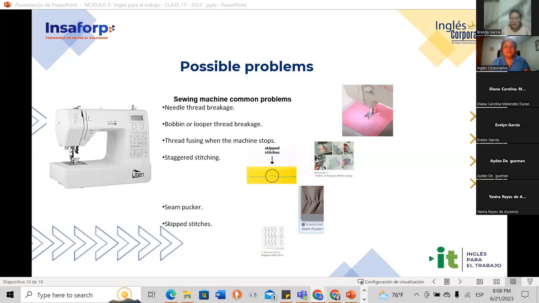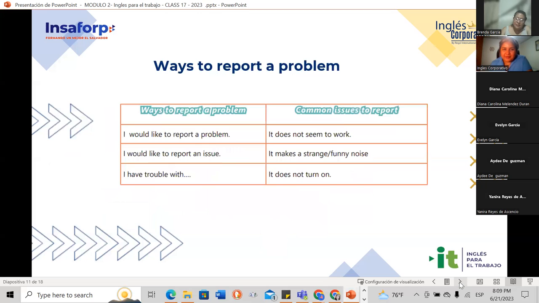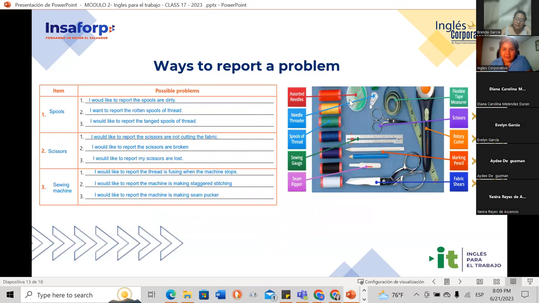Take your time, okay? Tomen su tiempo. Les estoy dando tiempo para que hagan bien sus oraciones, su reporte. ¿Cuántas dijo? Son tres items los que van a reportar. No se puede repetir. Son tres items. De cada item ustedes pueden hacer dos o más reportes. Ay, no, solo uno de cada uno, teacher. No, no se puede repetir. Por eso les daba las opciones. Aquí hay varios.